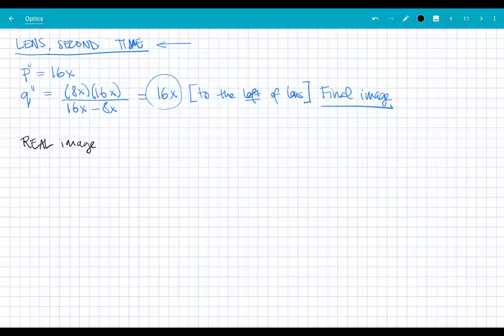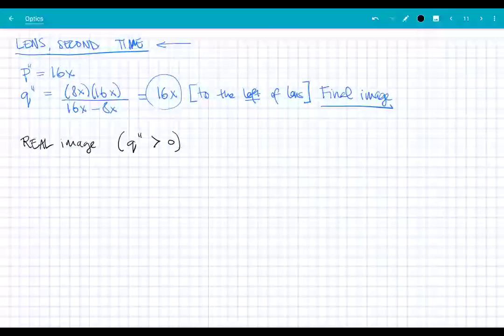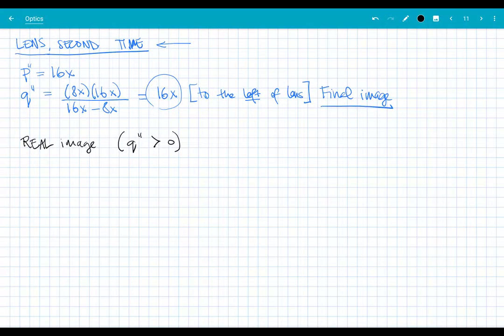and that's because q double prime is positive. Now, it doesn't matter if any of the intermediate images were virtual. You just look at the last image distance, the final image distance. You look at that one, and if that one is greater than 0, then you know that you have a real image there.